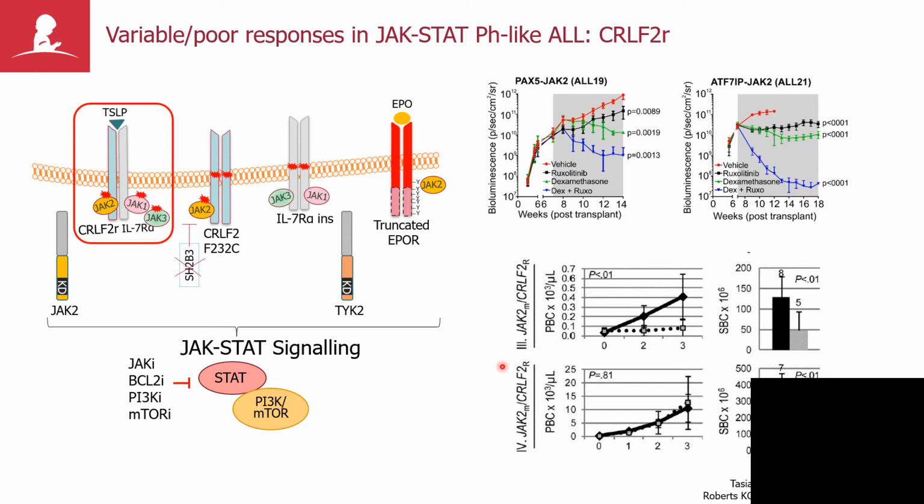In contrast, TKI therapy for CRLF2 rearranged leukemia is much less and more variably efficacious, with some tumours in preclinical models showing a partial response and some showing no response. So a number of different TKIs are being tested in both adult and pediatric PH-like ALL, particularly dasatinib for ABL class fusions and ruxolitinib for JAK-STAT-driven leukemia.